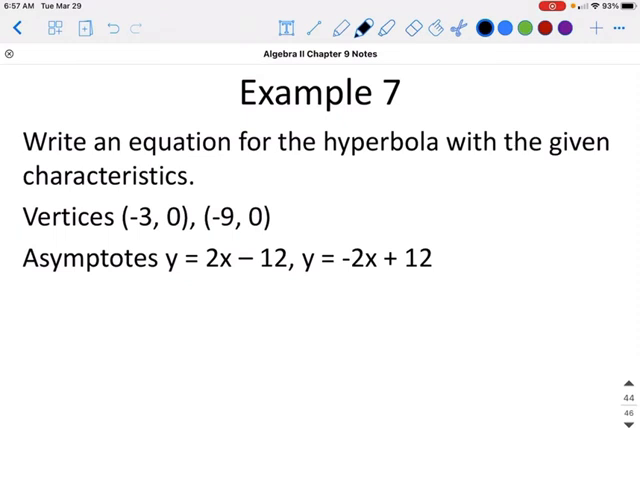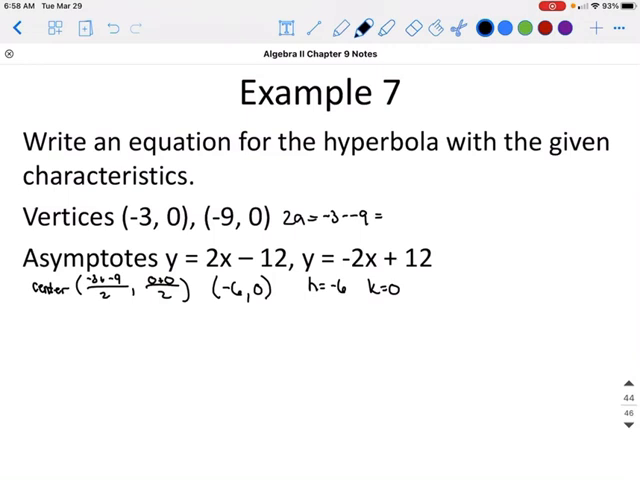This time they're going to give us the vertices and they're going to give us asymptotes. So from the vertices, the first thing we can find is our center. Again, we're just going to find the midpoint. -3 plus -9 gives us -12 divided by 2 is -6, and halfway between 0 and 0 is 0. So our h is -6, our k is 0. We also know we can find the distance of 2a. That's the distance between our vertices. So if I do larger minus the smaller, that's going to give us that the distance between those, 6, or 2a, means a is equal to 3. Now because the vertices is the x that is changing, we do know our equation. The x is going to come first.